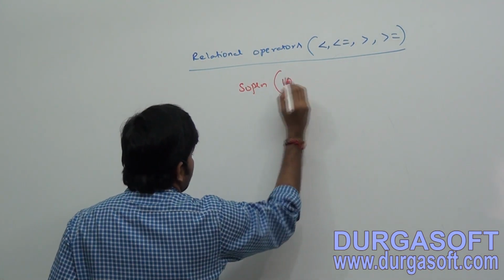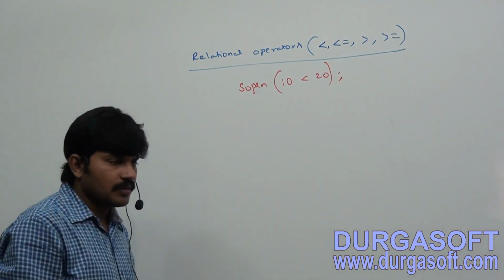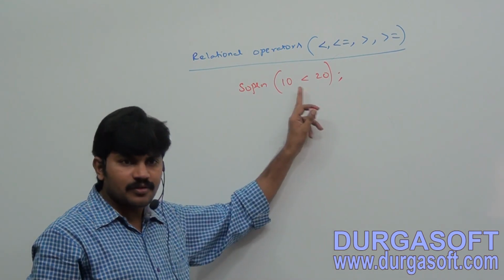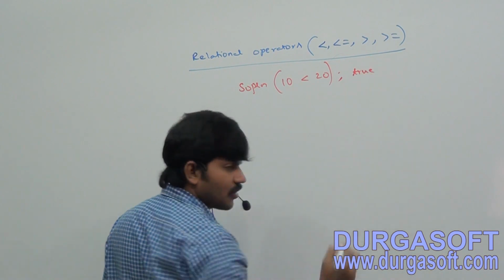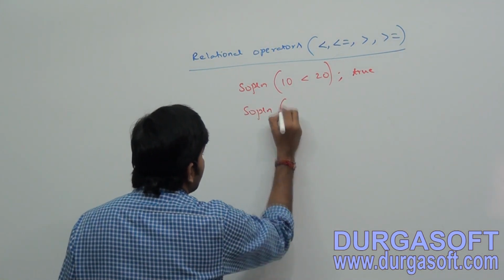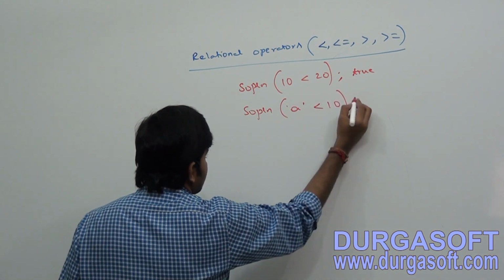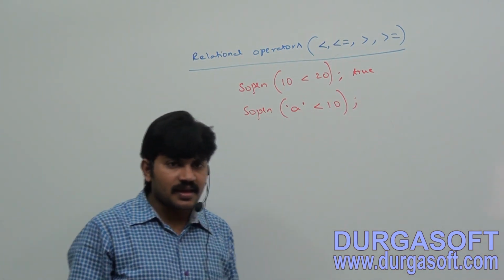Sir, if I am taking system.out.println 10 less than 20, what is the answer? 10 less than 20, okay? What is the answer? True. Next, system.out.println A less than 10. What is the answer?